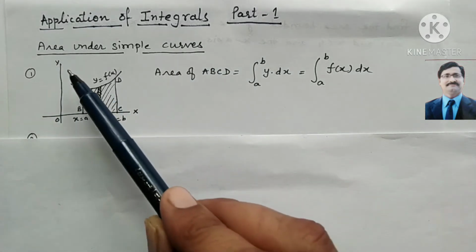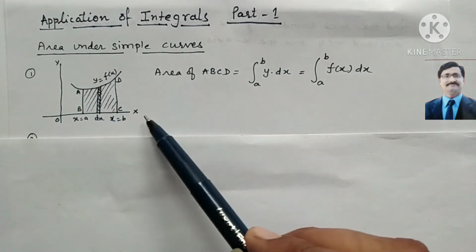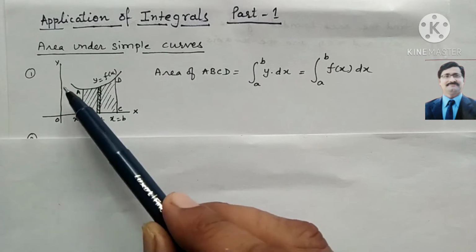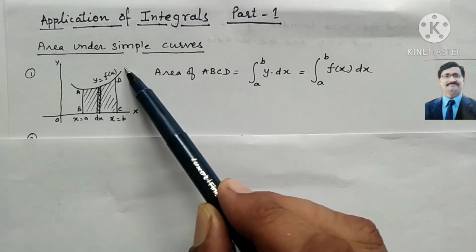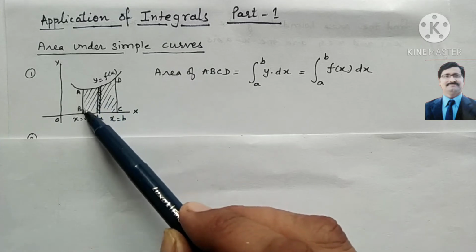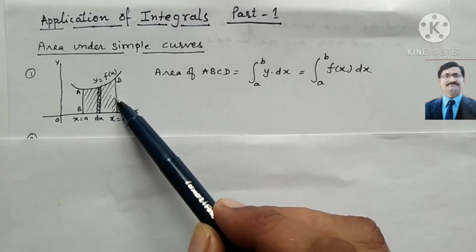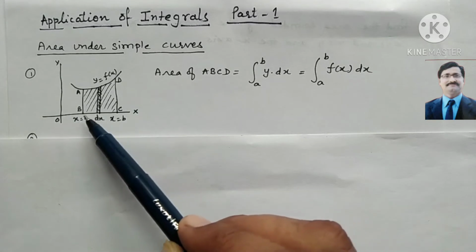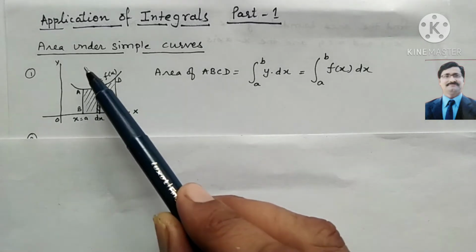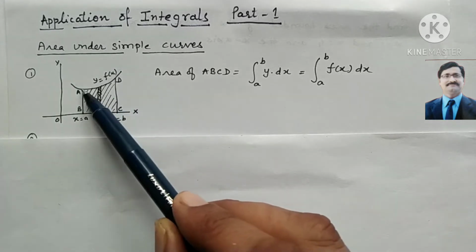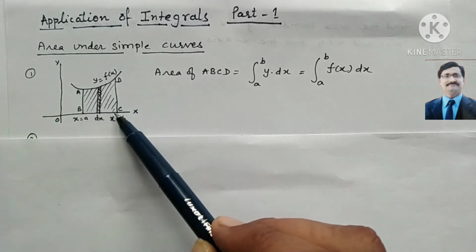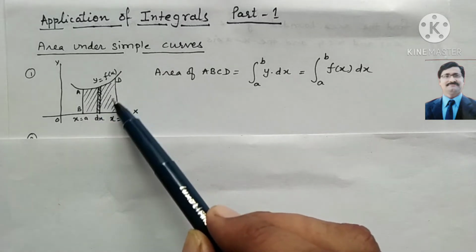So first is here the x-axis and y-axis, and here a simple curve is given, y equal to f(x). This is a curve, okay, and one line is given x equal to a, and the second line is x equal to b, and this is the x-axis, meaning we have to find the area between the curve, x equal to a, x-axis and x equal to b. This area we have to find.